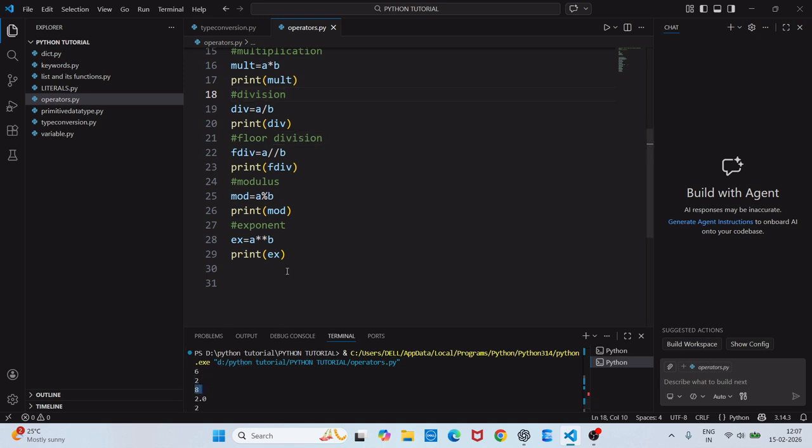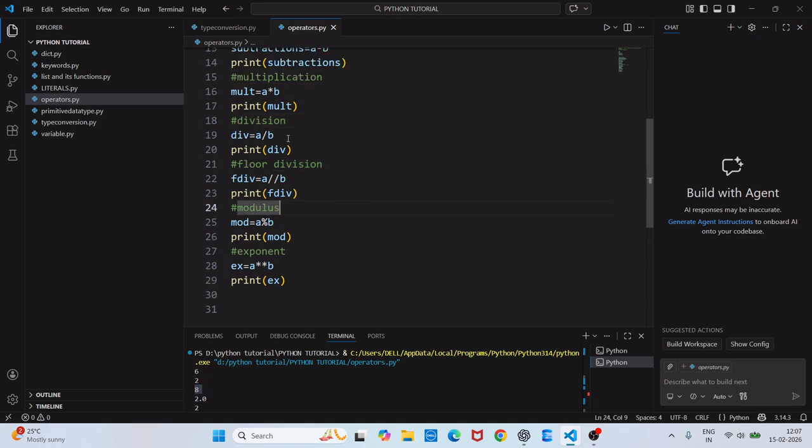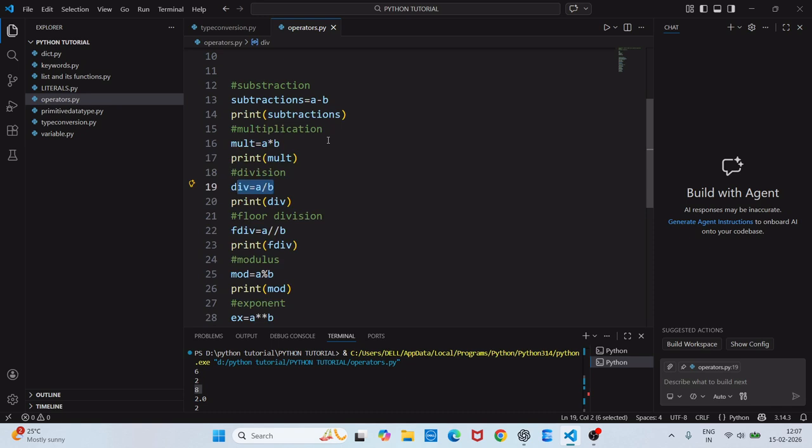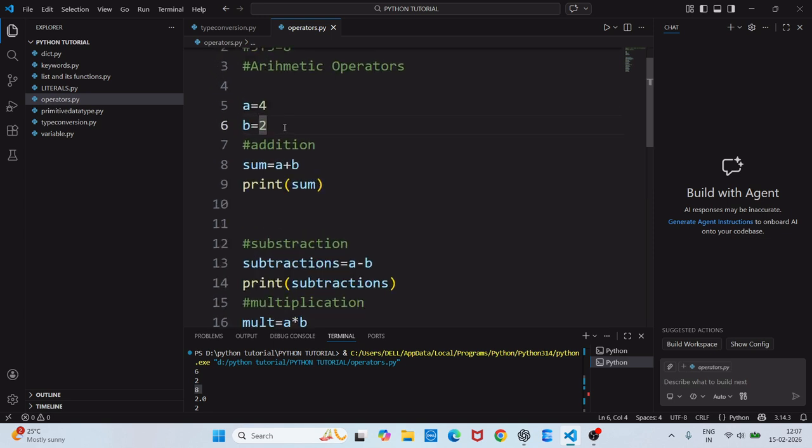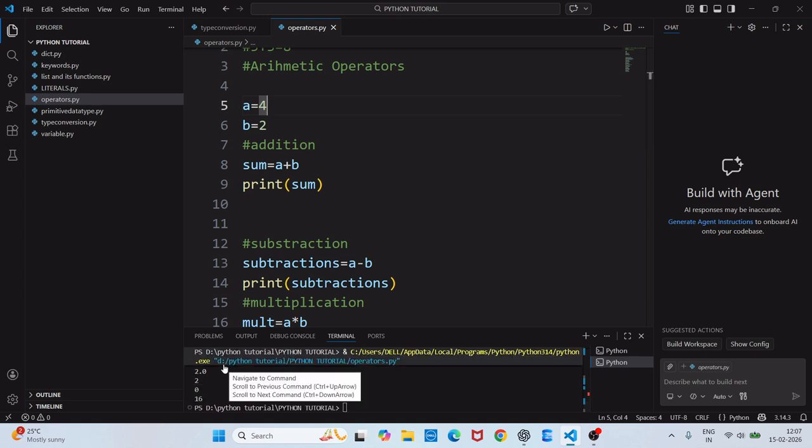You can see it here. The next one is division. Division gives the result when we divide two numbers, that means a divided by b. Here you can see the value a is divided by b. The value of a is 4 and the value of b is 2. So when we divide 4 by 2, we get 2 as the answer.